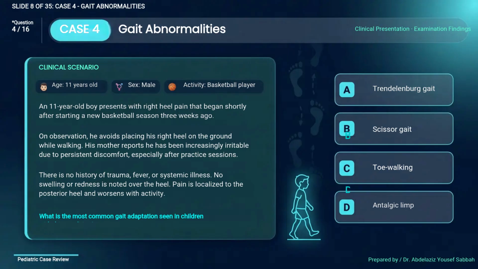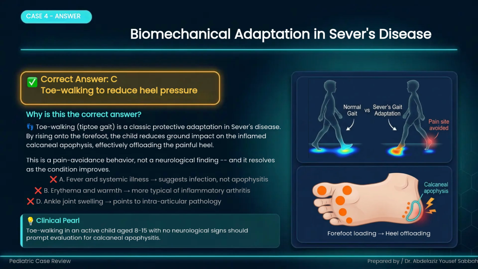Option A, Trendelenburg gait. Option B, scissor gait. Option C, toe walking. Option D, antalgic limp. The correct answer is option C, toe walking to reduce heel pressure.